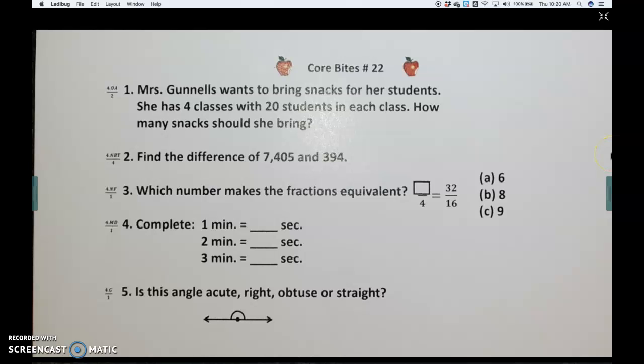All right, everybody, this is your Core Bites number 22, so make sure you make your corrections on your paper and let us know later if you have any questions.